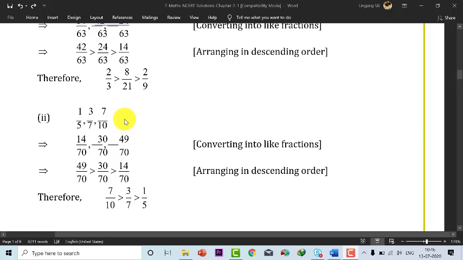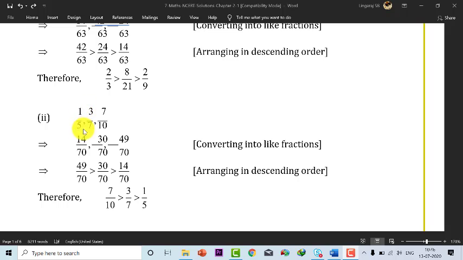Like this we solve the second problem, which is given as 1 by 5, 3 by 7, 7 by 10. Here the LCM is 70. So 5 14s are 70, 7 10s are 70, and 10 7s are 70. So here we multiply by 14.